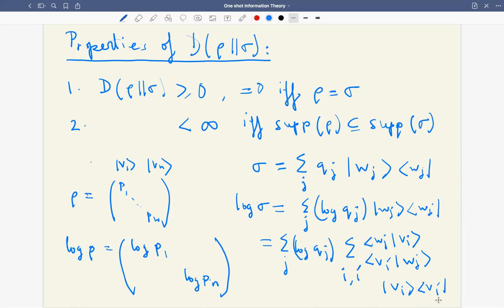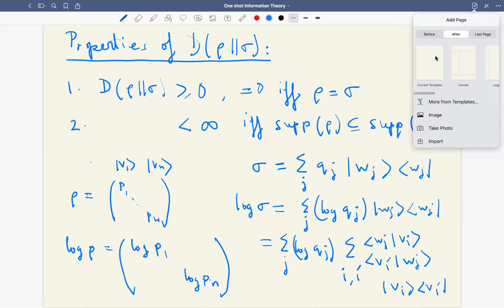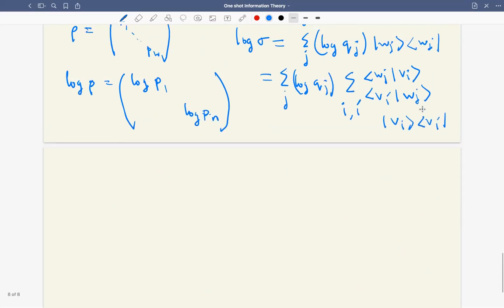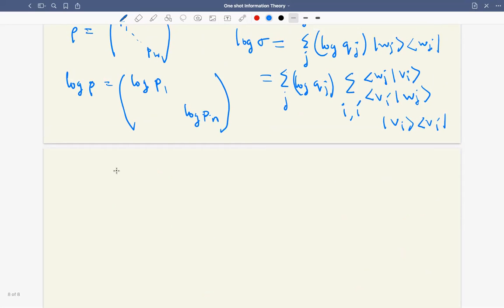So let's keep it this way. Okay. Let me go to the next page. Good.